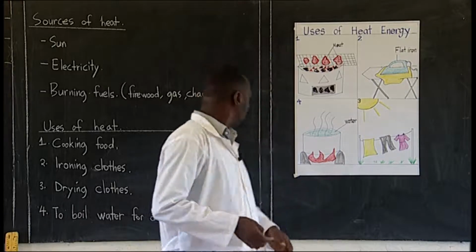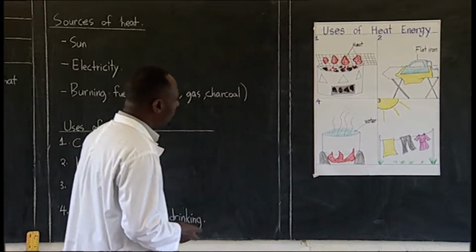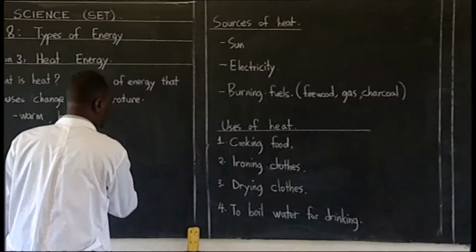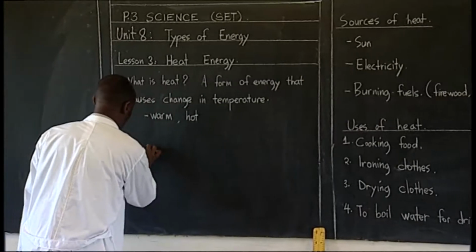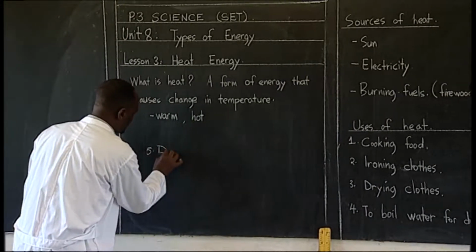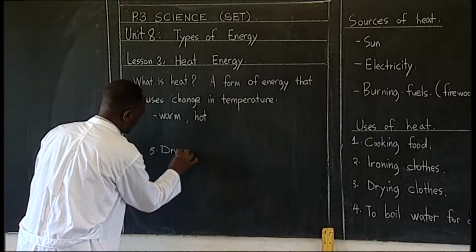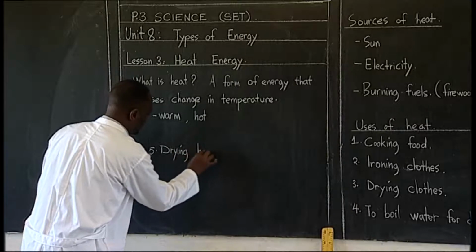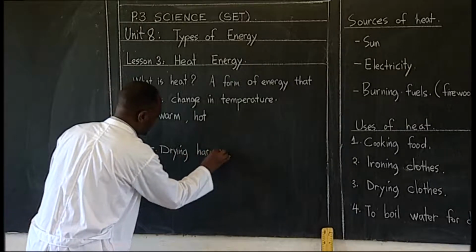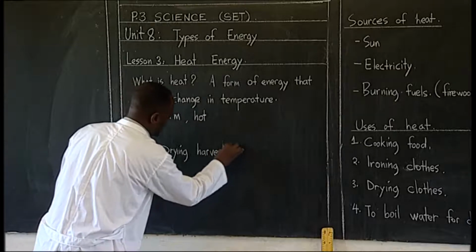That is, we can call that one number 5 maybe. Can drop it here, number 5. Drying harvested crops.